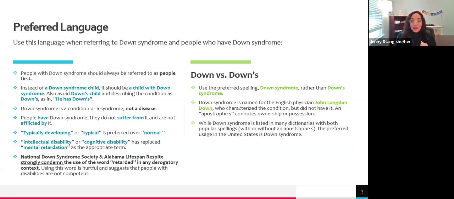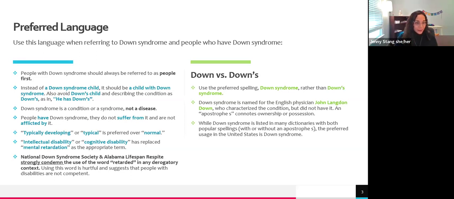And then finally on this slide, we've got Down versus Downs. The preferred spelling is Down syndrome rather than Downs with the apostrophe S. Down syndrome is named for the English physician John Langdon Down, and he characterized the condition but did not have the condition. So if we use the apostrophe S, we're connoting possession, or ownership. And so we don't use Downs anymore. It may still be listed in many dictionaries with both popular spellings, with or without the apostrophe S, but the preferred usage in the United States is Down syndrome with no S, okay?